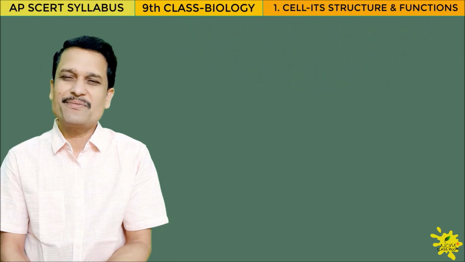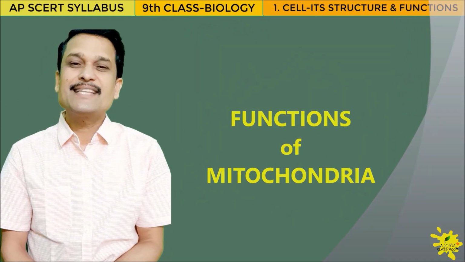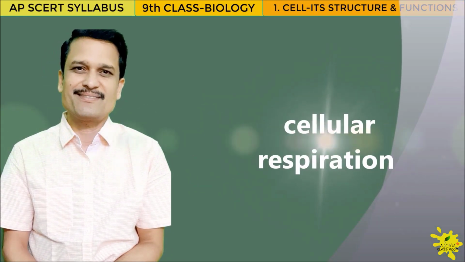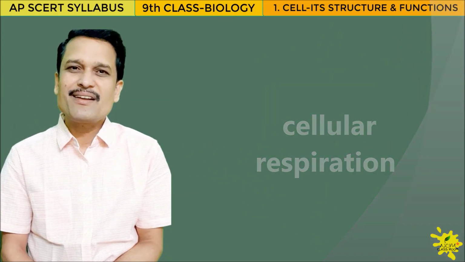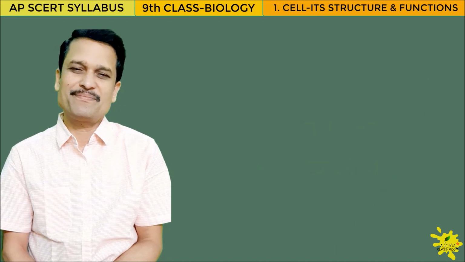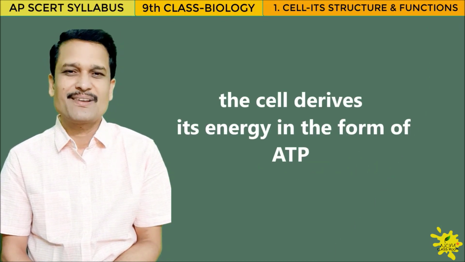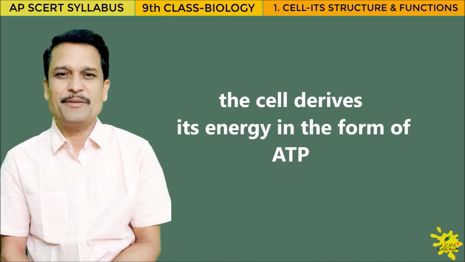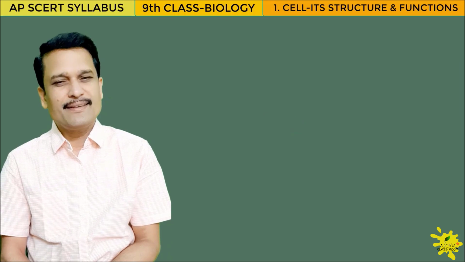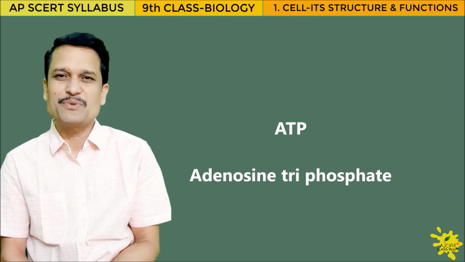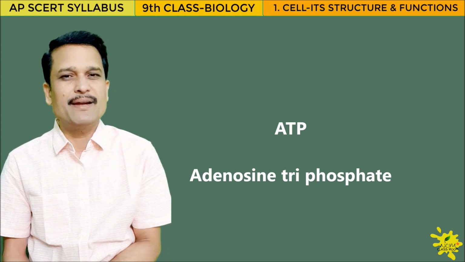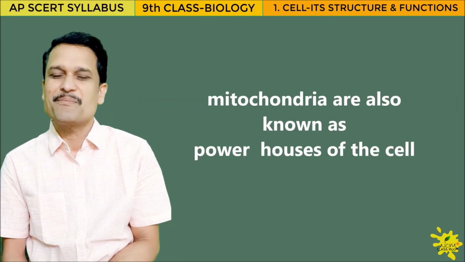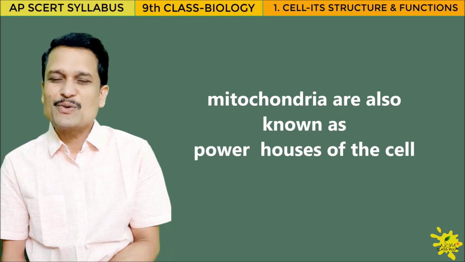And the most important function is cellular respiration, the first one. This is a process where the mitochondria derives energy in the form of ATP. Adenosine triphosphate is ATP, we call it, and this is useful for the organism to do work. So, this kind of energy is prepared inside the mitochondria. So, mitochondria are called powerhouses of the cell.